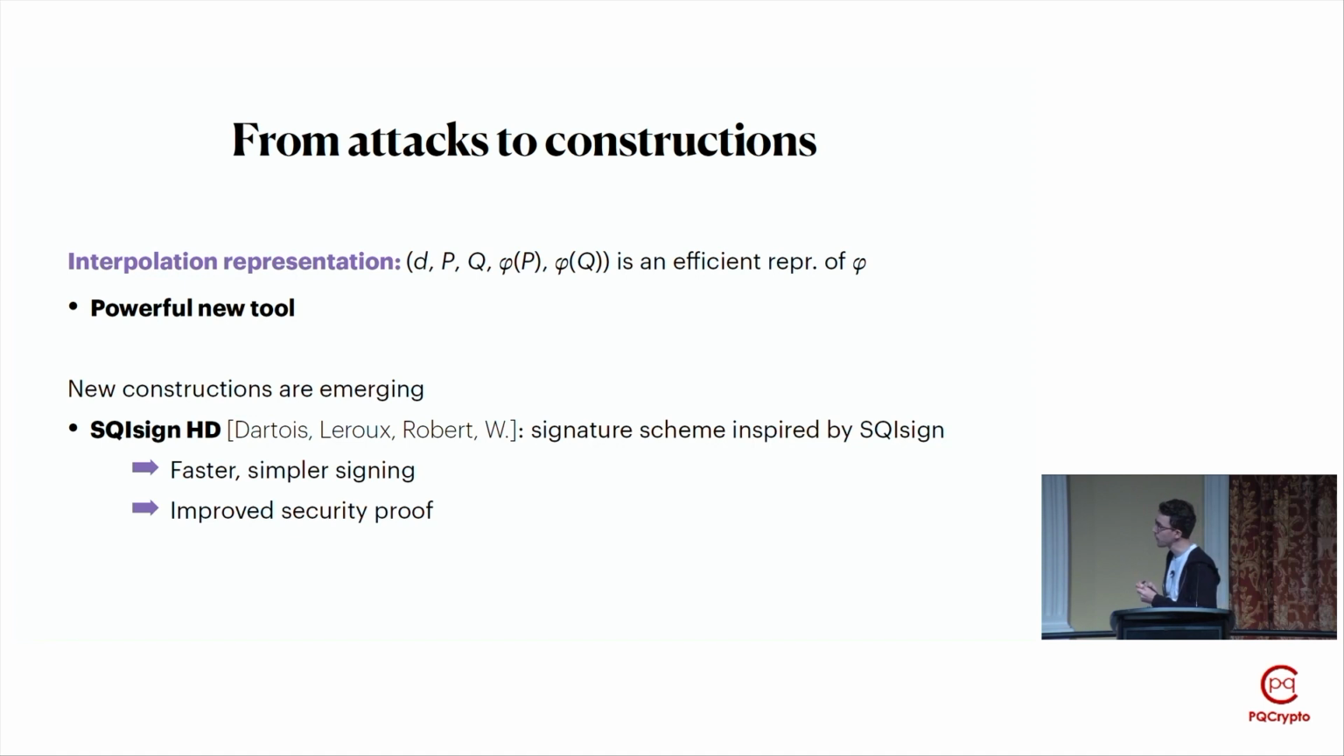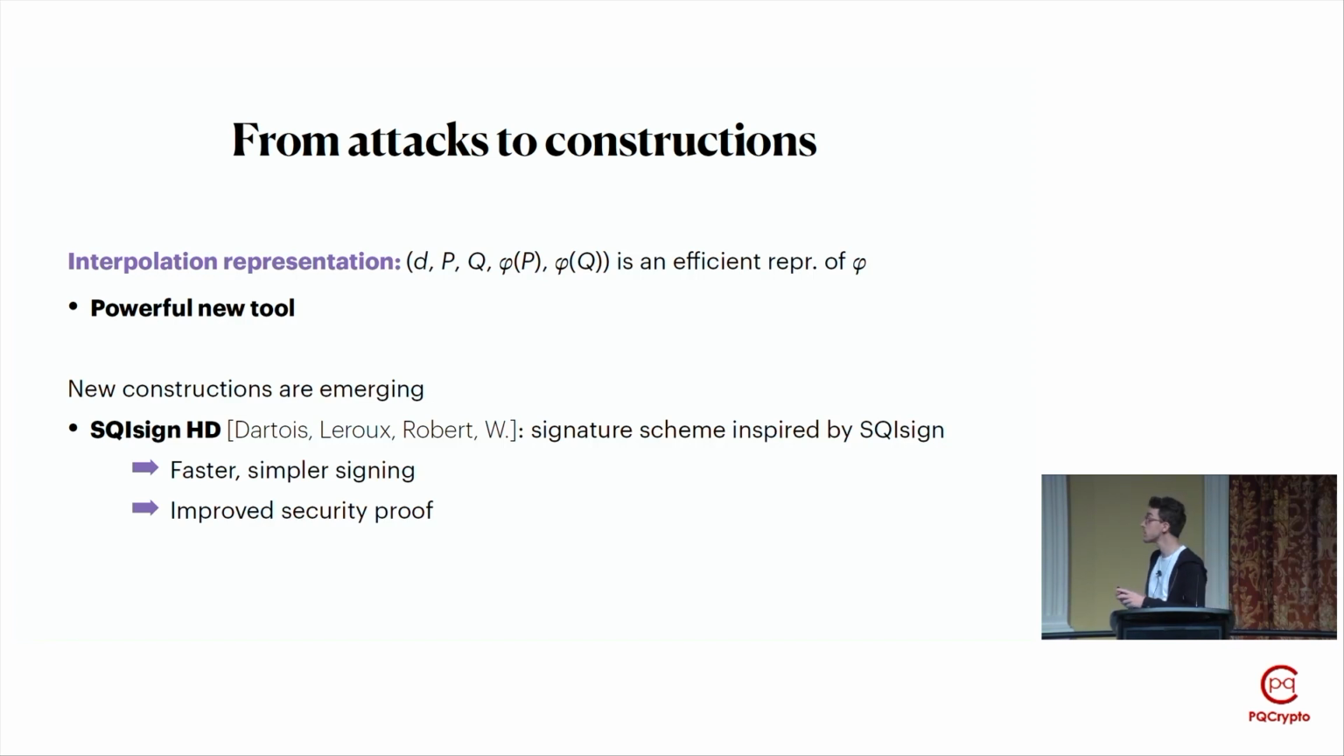The first one I want to mention is SQIsign HD, which is a variant of SQIsign. It's another signature scheme that is very closely inspired by SQIsign. It solves a bunch of problems we had with SQIsign. The main issue with SQIsign, well, I guess there are two big issues with SQIsign. Signing is kind of slow. It's of the order of a second. But mostly, it's extremely complicated.